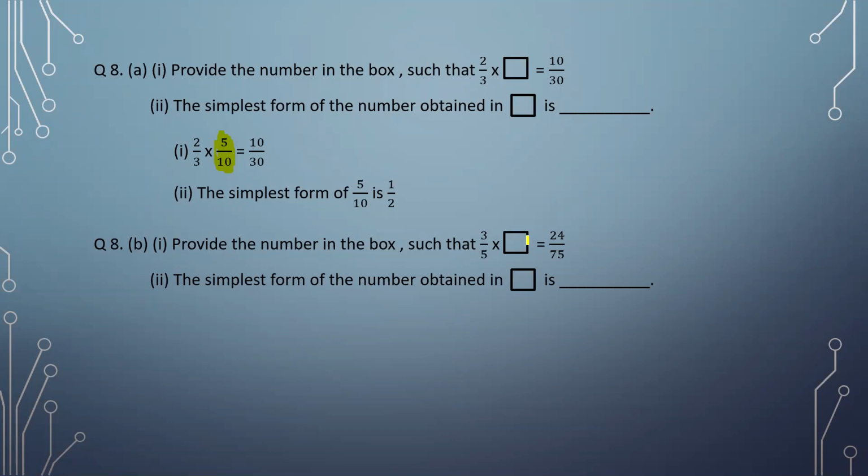If you want to calculate the numerator, divide 24 by 3. So you know that 8 threes are 24. And if we divide 75 by 5, then we know that 15 fives are 75. So therefore the missing number will be 8 upon 15. 8 into 3 is equal to 24, and 5 into 15 is equal to 75. And the simplest form of 8 upon 15 will remain as it is, because it is not divisible by any number.